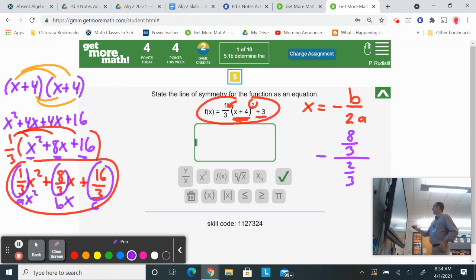Okay, look on the right side of the screen. I took the b, which is the 8/3, put that in the numerator. I took the a, multiplied by 2. 2 times 1/3 is 2/3. That goes in the denominator. And I need the opposite of that.